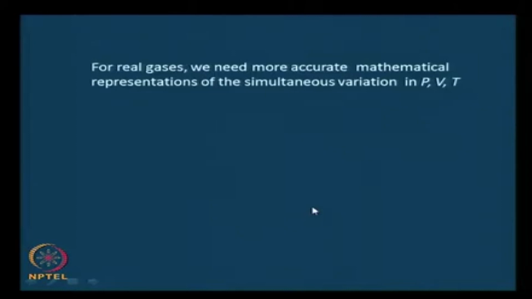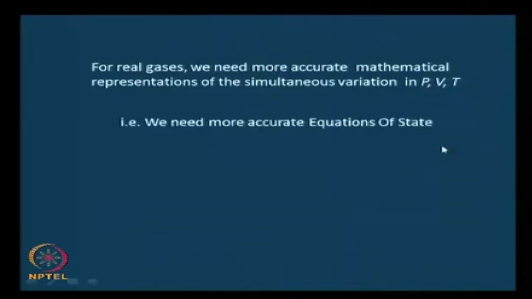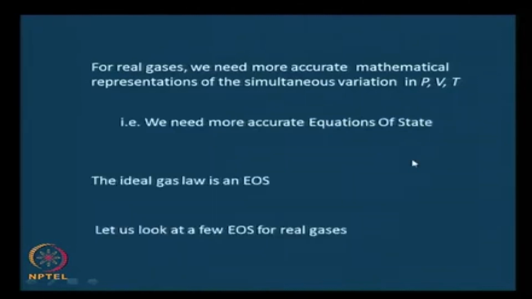It is quite easy to realize that we need more accurate mathematical representations, because PV equals RT is not going to do the job anymore. And the first complication that we saw, or the first improvement that we saw in the equation of state to represent real gases, is the virial equation of state.